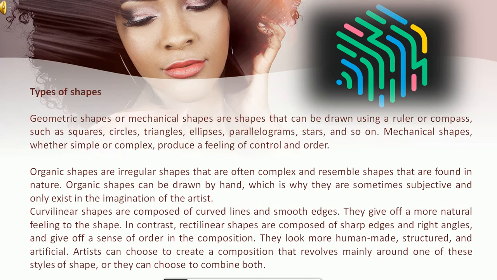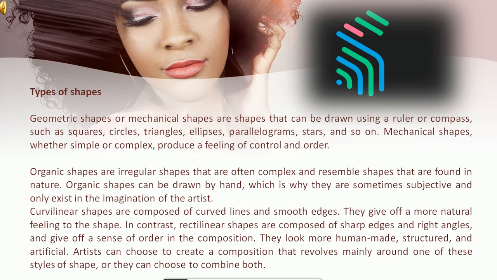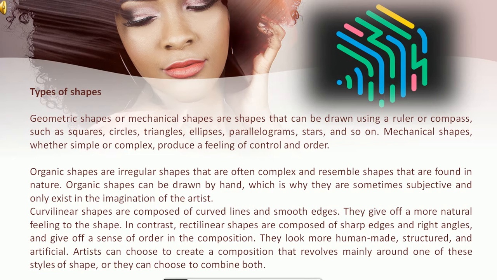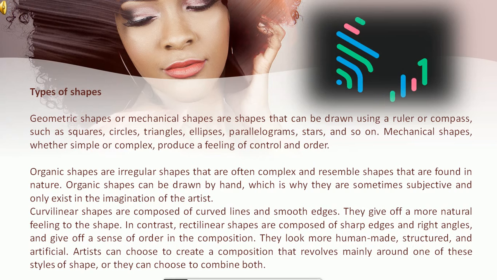They give off a more natural feeling to the shape. In contrast, rectilinear shapes are composed of sharp edges and right angles, and give off a sense of order in the composition. They look more human-made, structured, and artificial. Artists can choose to create a composition that revolves mainly around one of these styles of shape, or they can choose to combine both.